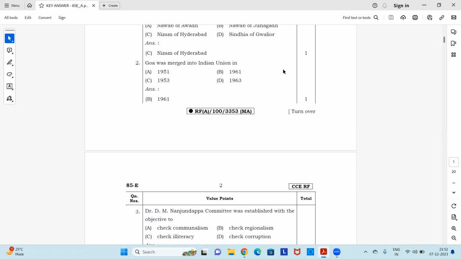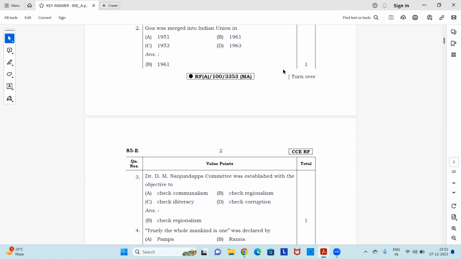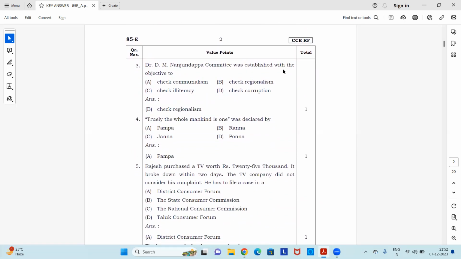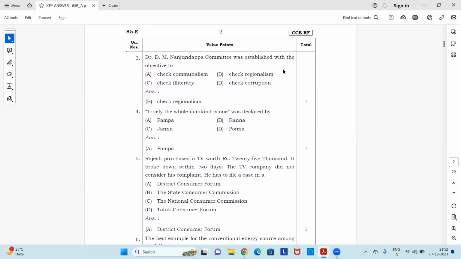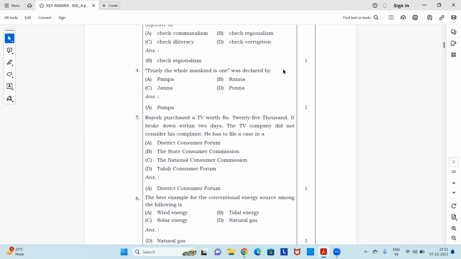And you have to select only one option. You cannot select any 2. Any one right answer has to be written. Going to the next one. Third question. Dr. D.M. Nanjundappa Committee was established with the objective to. There are 4 options and the right answer is option B, check regionalism. Next, truly the whole mankind is one was declared by dash. Again, 4 options and the right answer is option A, Pampa.